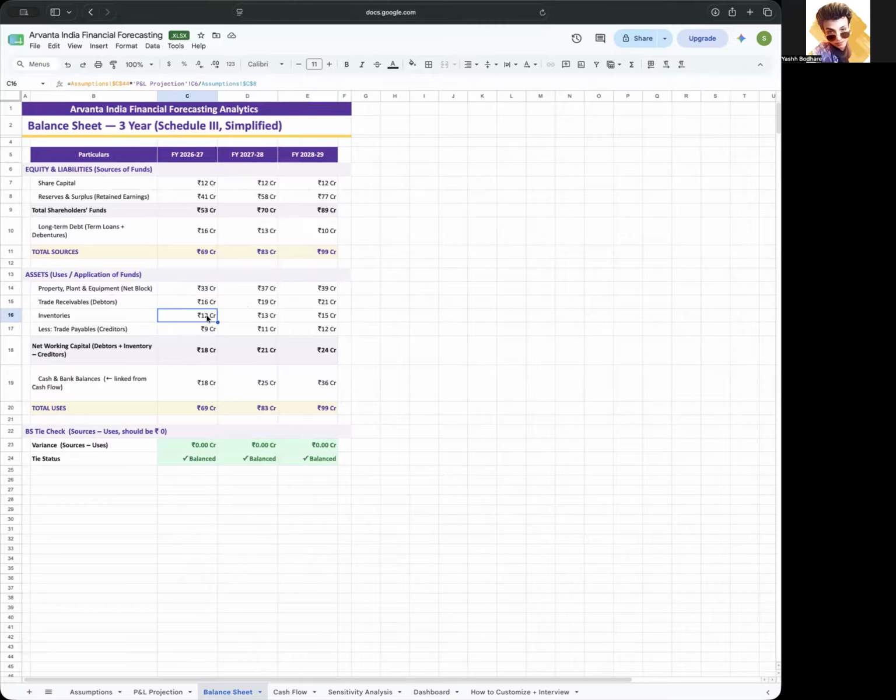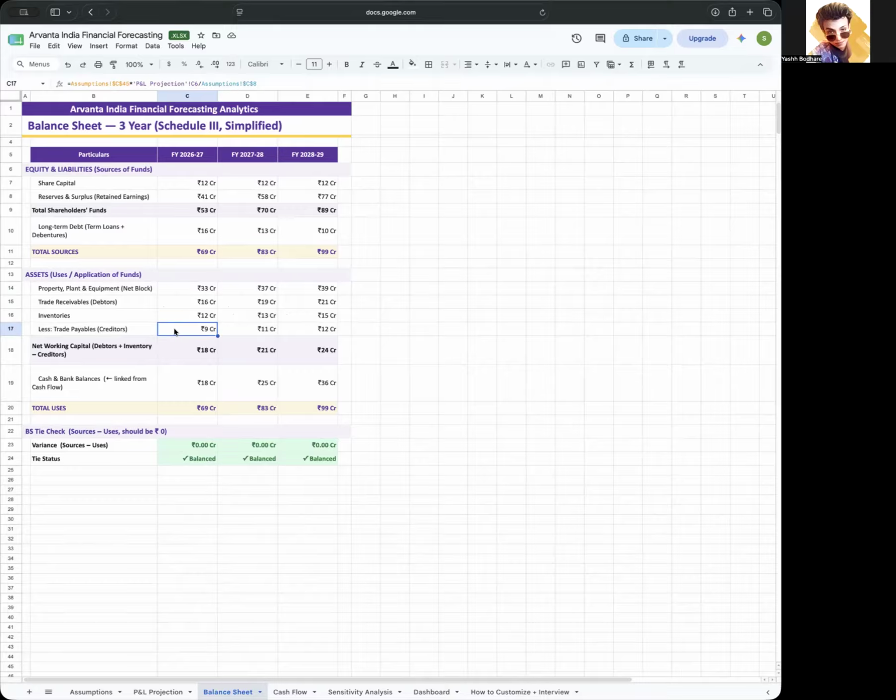Moving on to inventories. Inventory includes raw materials, work in progress, and finished goods waiting to be sold. So as production increases, inventory also increases because the company needs to maintain sufficient stock to support future sales. So inventory percent into revenue, we are using assumptions into P&L projections C6 and assumption C. So this follows the same logic as receivables. Higher revenue requires higher inventory. Okay, that's why we have to put in the money in the inventory to have higher revenue.